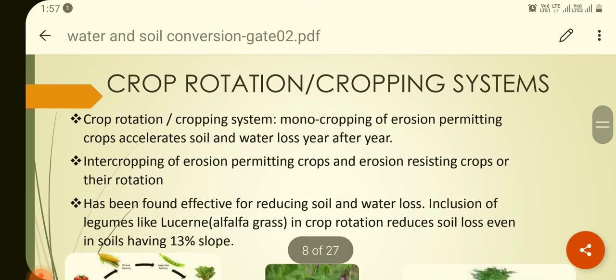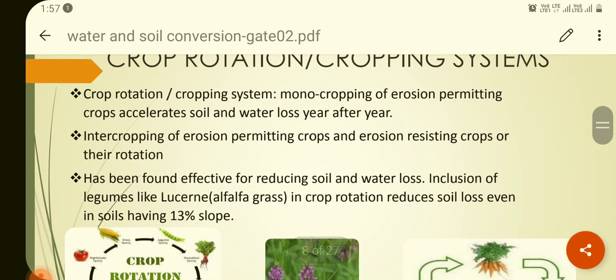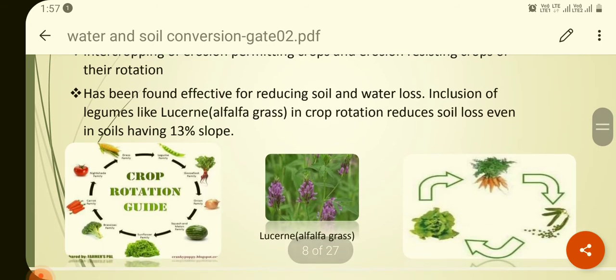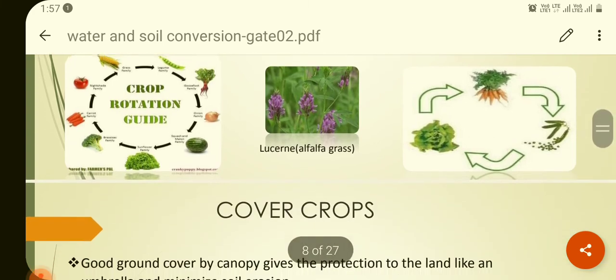Next is crop rotation. Monocropping of the erosion permitting crops accelerates the soil and water loss year after year. Intercropping of the erosion permitting crop and erosion resisting crops, or their rotation, has been found effective for reducing the soil and water loss. Inclusion of the legumes in the crop rotation reduces the soil loss even in the soils having 13% of slope.